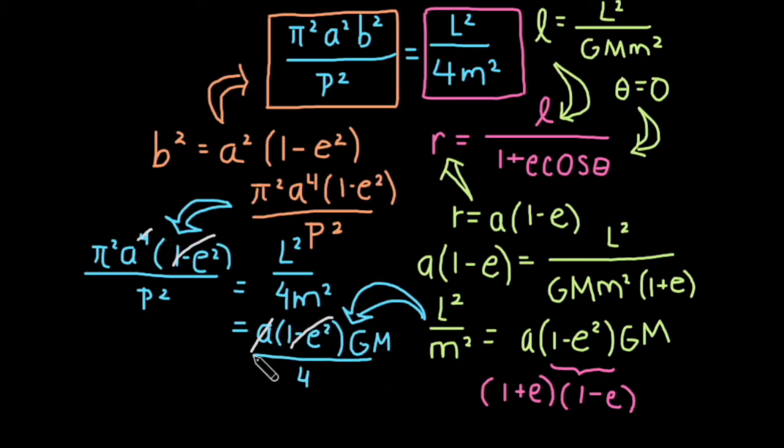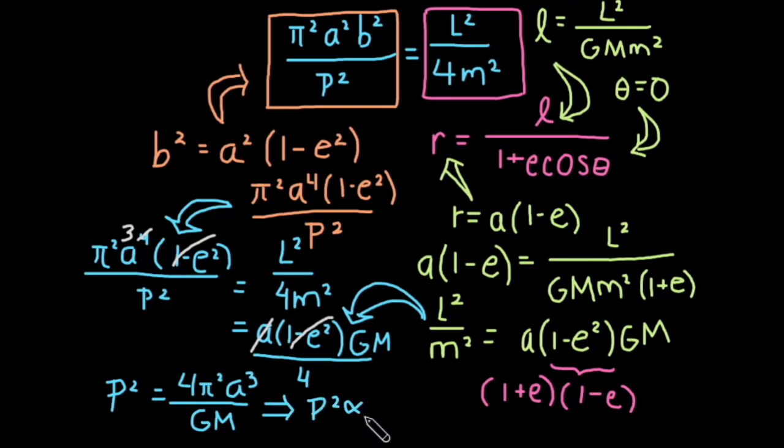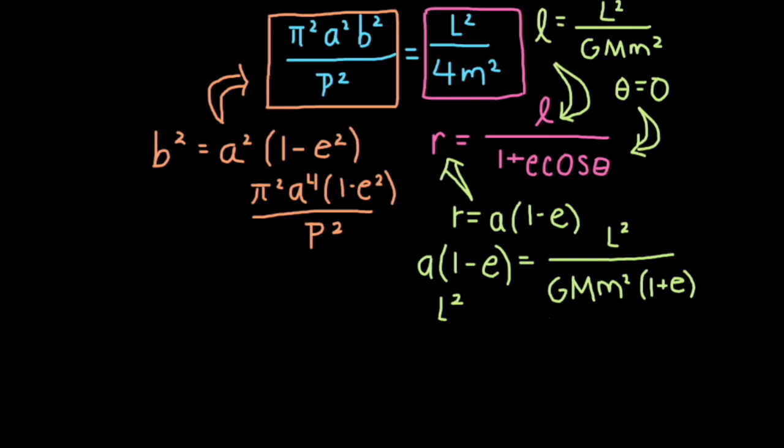We can cancel out like terms to get P squared equal to 4 pi squared times A cubed over GM. Since our other values in this formula are constants, P squared is proportional to A cubed. And voila! We just proved Kepler's third law.